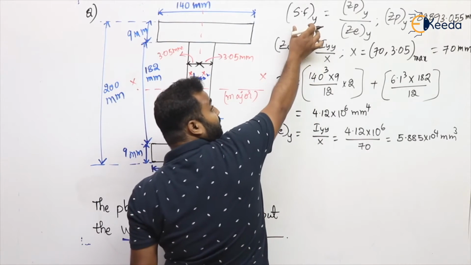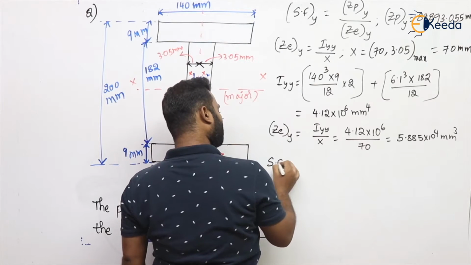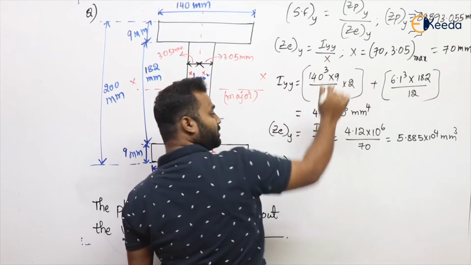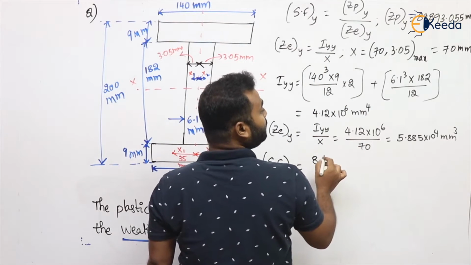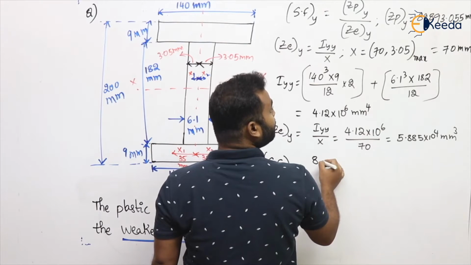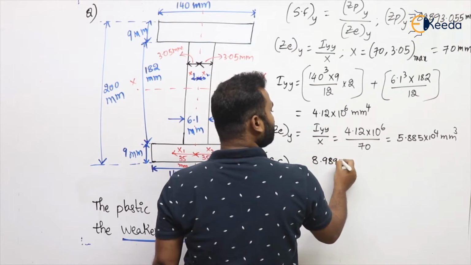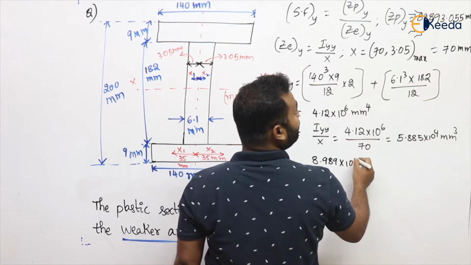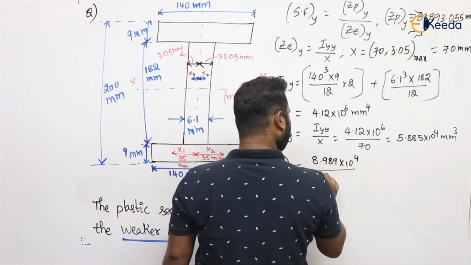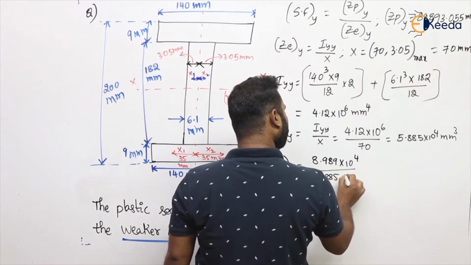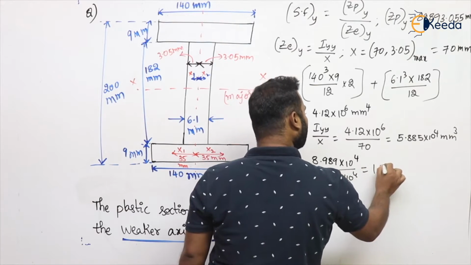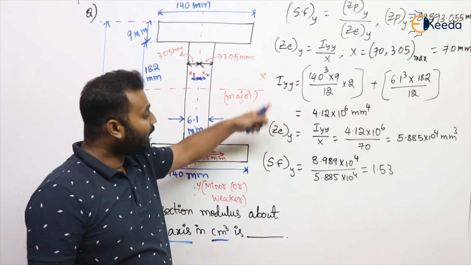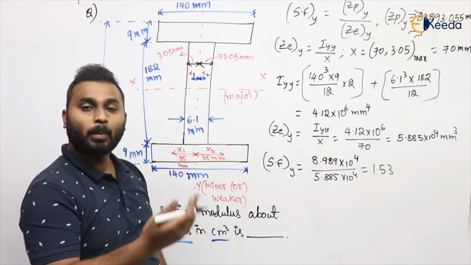Now finally we want the shape factor along YY, which is ZP upon ZE. So ZP is how much? 8.989 into 10 to the power 4, divided by 5.885 into 10 to the power 4. Upon simplifying, we will get 1.53. This is the shape factor for this I section along YY, or along the minor or weaker axis.